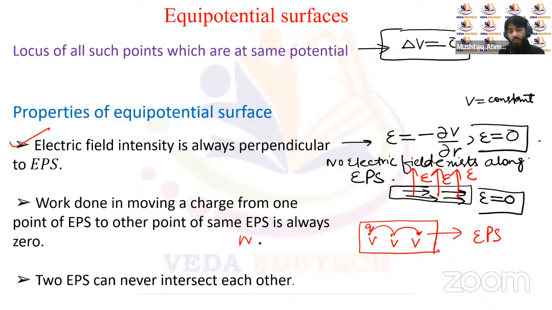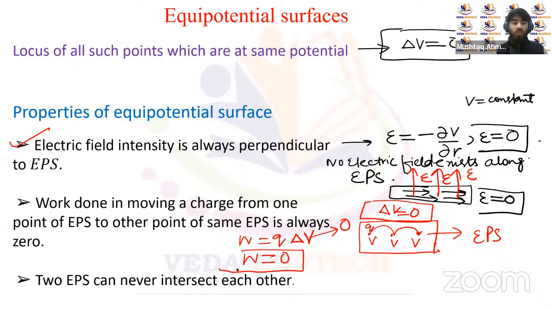Then the work done will be equal to the charge multiplied by this potential difference. That will give us the work done in displacing this charge from one point to another point. But we know that each and every point on the equipotential surface is at the same potential. It means that the potential difference between any 2 points on the equipotential surface will be equal to 0. If the potential difference is equal to 0, it means that work done is also equal to 0, right? So there will be no work done at all in displacing a charge on the equipotential surface from one point to another point. So this is property number 2 with respect to the equipotential surface.